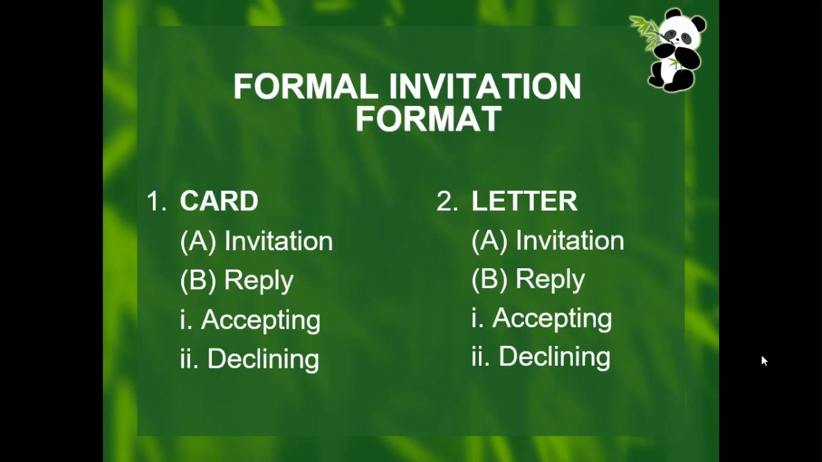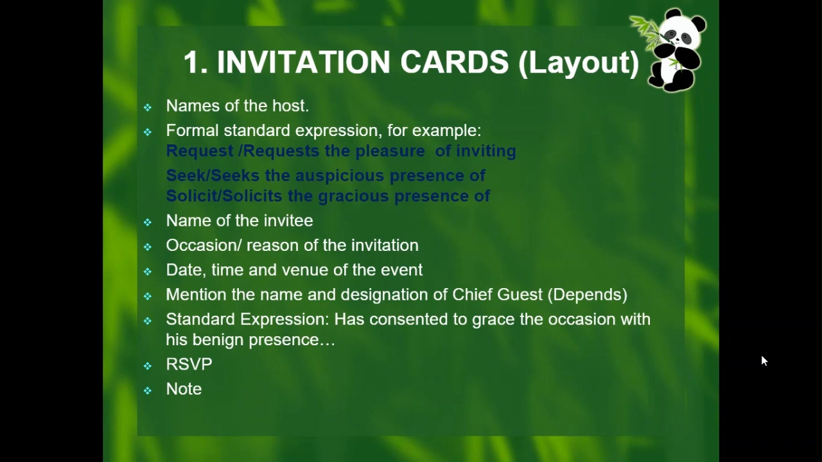Now, formal invitation format is of two types. One is a card and the second one is a letter. Now, in a card, you have a card invitation and you also have a reply. Now, again, replies are of two types. Either you accept it or you decline. In a letter also, it's the same thing. You have an invitation letter, you have a reply to the invitation, and the replies are of two kinds. One is accepting, the other one is declining. Now, first of all, let's do the invitation cards.